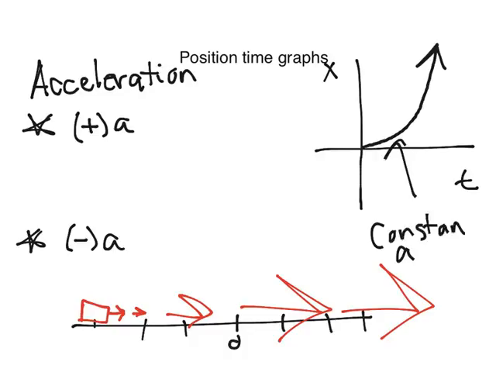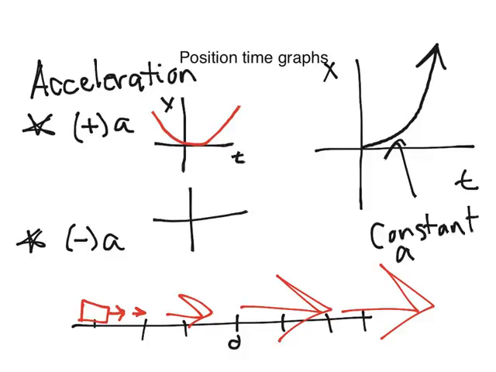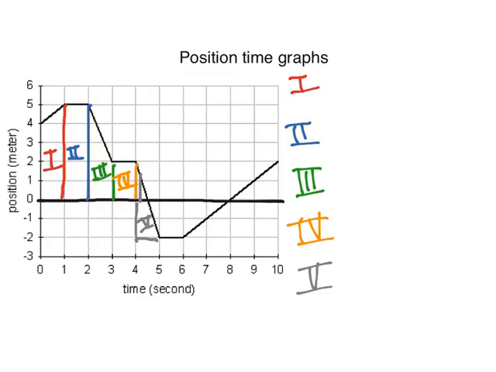So a way to tell if your acceleration is either positive or negative really quickly is you can just look at your graph. And the easy way is if it kind of looks like a happy face, you've got positive acceleration, right? We're increasing. Or if it looks like a frowny face, you have negative acceleration.